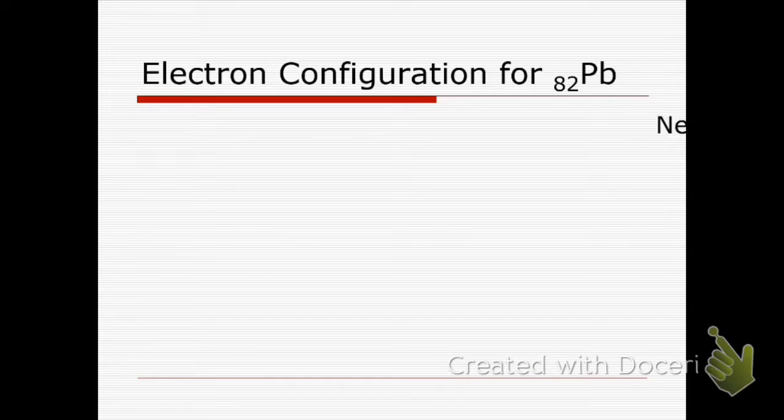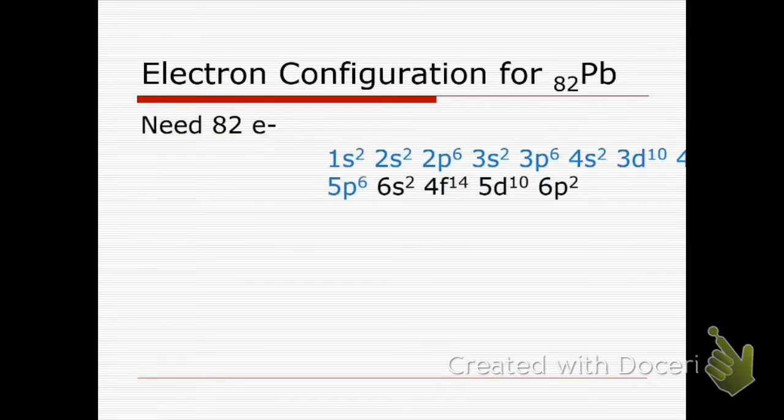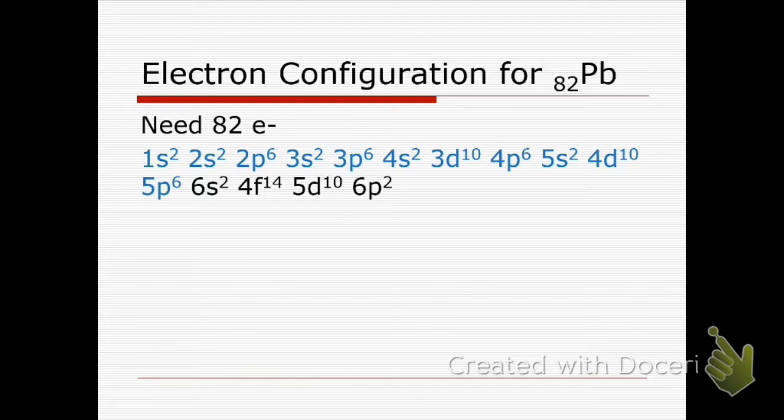So we would need 82 electrons. Following the Aufbau principle, we'd have what is written here, 1s2, 2s2, etc., all the way up to 6p2. This certainly gets long and is tedious. So there is a shortcut.